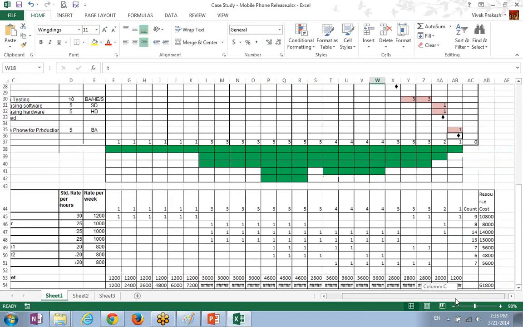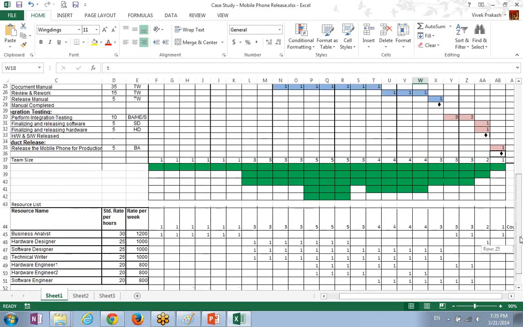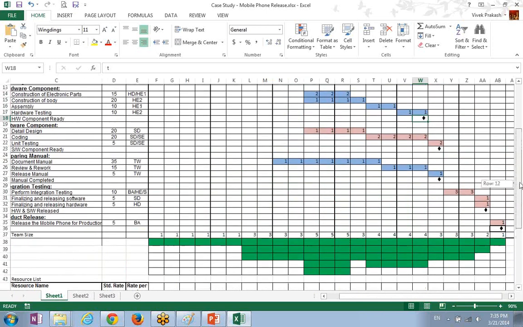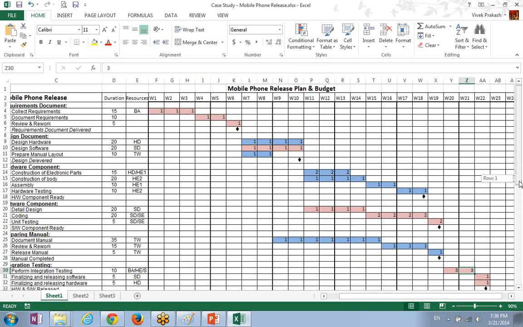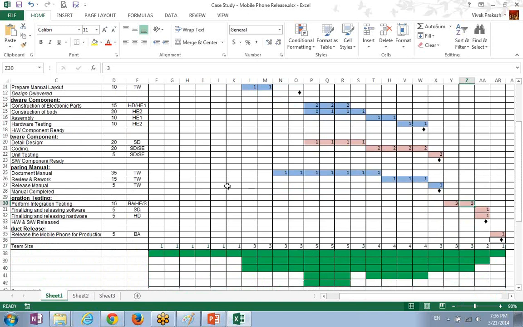1, 1, 1, 3, 3, 5, 5. Yeah, they are all the number of resources required at that point of time. Yeah, correct. So what I have done, I have added one for one resource, like this. So one BA is working for 3 weeks. Then 2 weeks document requirement. So I have put the number 1 for the one person working during that time. So here there are 2 people working, I have put in 2. 3 people working, I have put in 3. And then below I have added the columns.